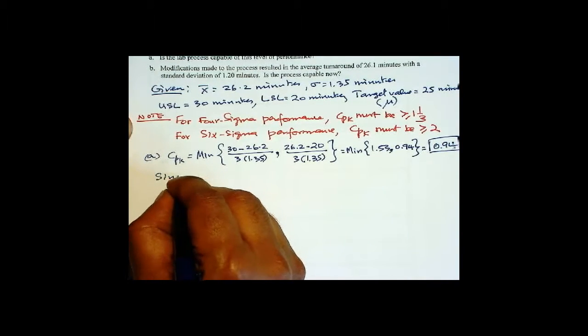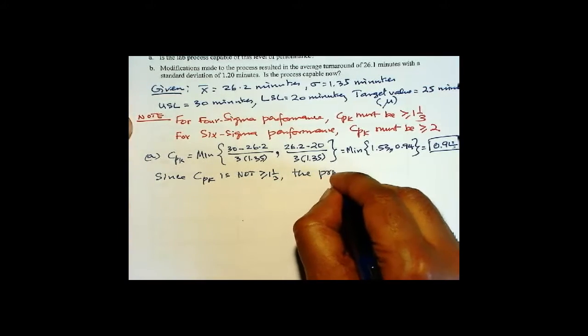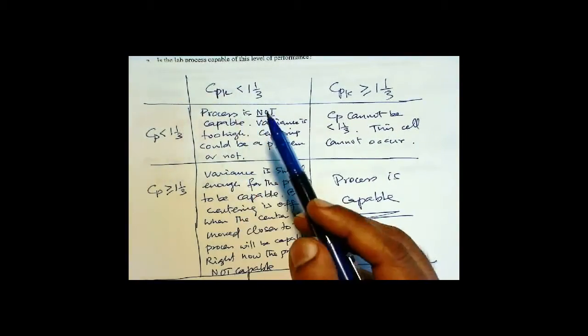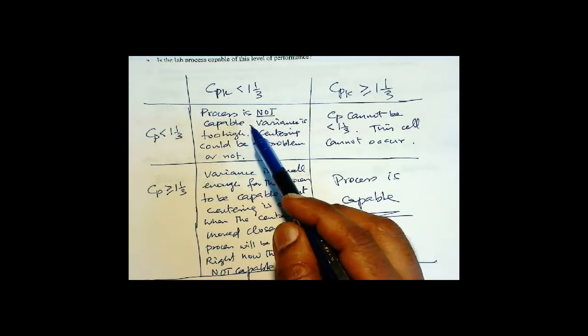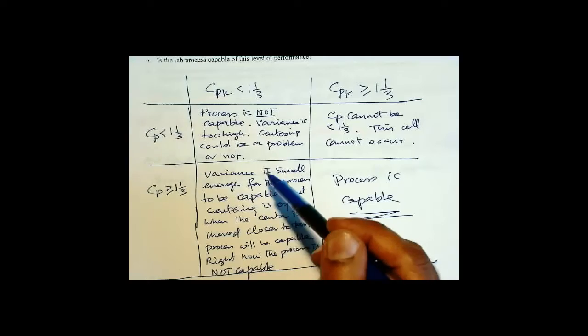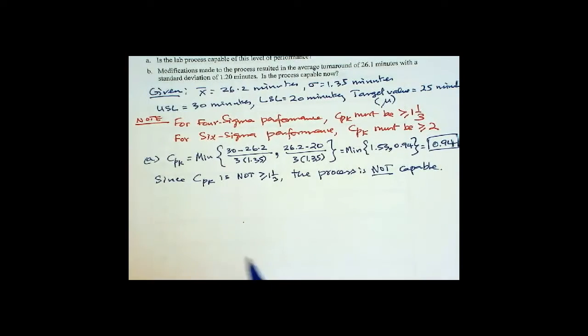So since C sub pk is not greater than or equal to 1 1/3, the process is not capable. Remember, it's not about control. The process must be in control before we can start computing capability. At this point, we don't know. So going back to this table, C sub pk is less than 1 1/3, so we know the process is not capable. Now we don't know whether we are here where variance is high, or whether we are here where the variance is small but only centering is the problem. So which of these 2 cells are we in? For that we have to compute C sub p.